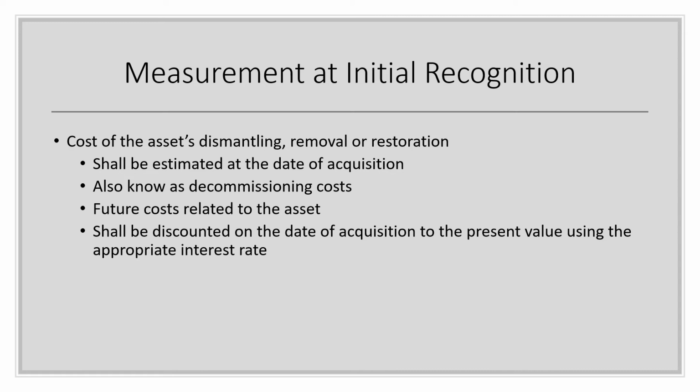Why estimated? Because it will happen in the future. Also, the cost of dismantling is also known as the commissioning cost. So, there are some problem. Instead of dismantling costs, you will encounter the commissioning costs. So, they are the same. So, take note, the commissioning costs or dismantling costs are future costs that are related to your asset and should be discounted. Take note, should be discounted on the date of acquisition.